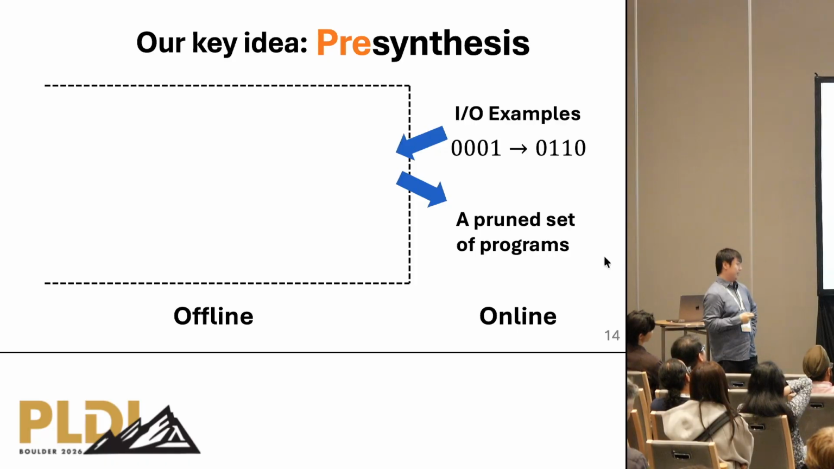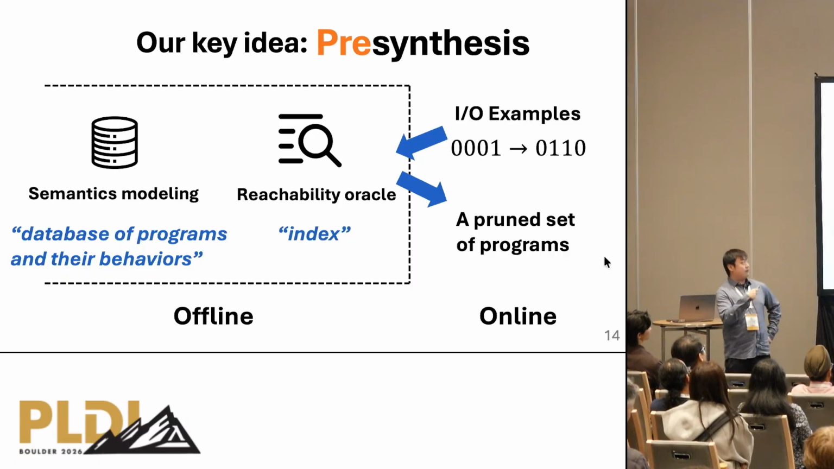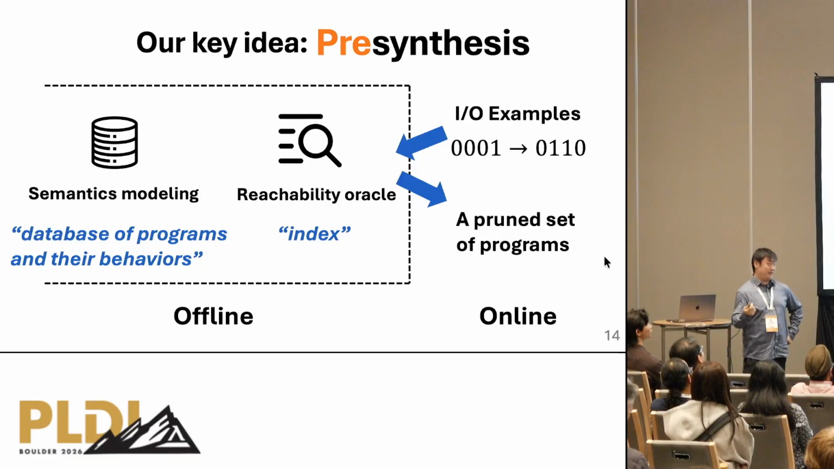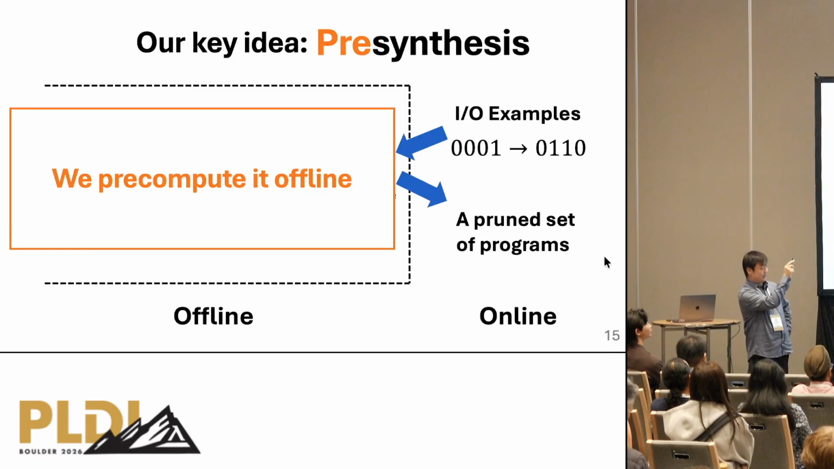What do we pre-compute? First, we do the semantics modeling of the whole program space. It's like a database of programs and their behaviors. And we also have a part called the reachability oracle. This is an index of this database, because when querying the database, it's better to have an index to make it faster. We call this presynthesis because we pre-compute this data structure offline, which means we can do it without seeing any examples.